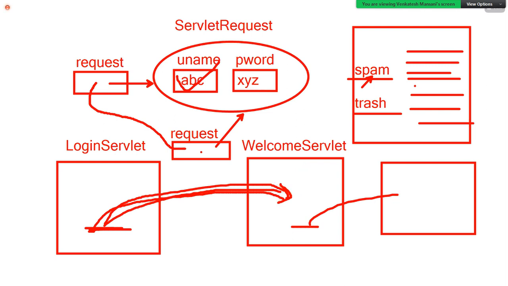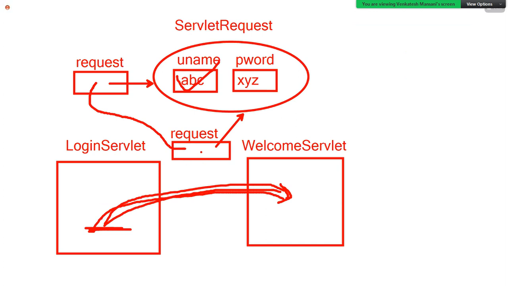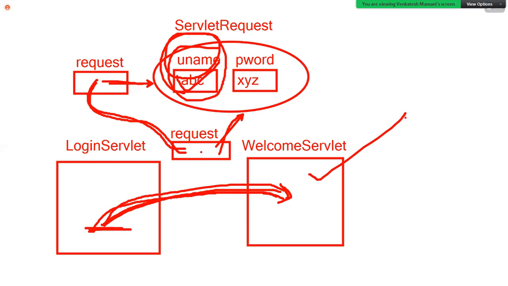But at present, how you are getting this data is that the login servlet's request reference is passed to the welcome servlet. That means this hash code is copied into this hash code. Then this hash code points to that object only. That is why this username we can use in the welcome servlet also. The same request is forwarded, so you get the data. If another request comes, null will be there. That is the concept.